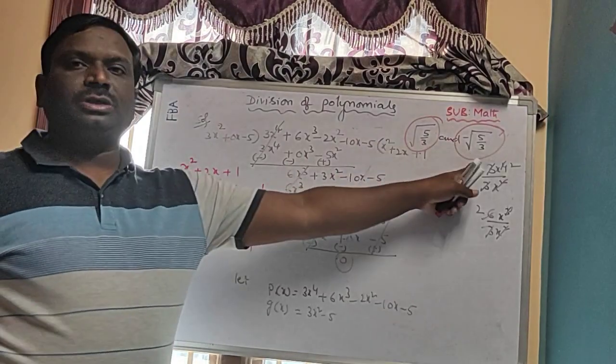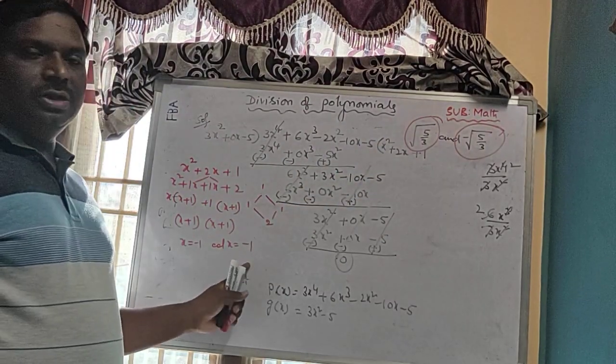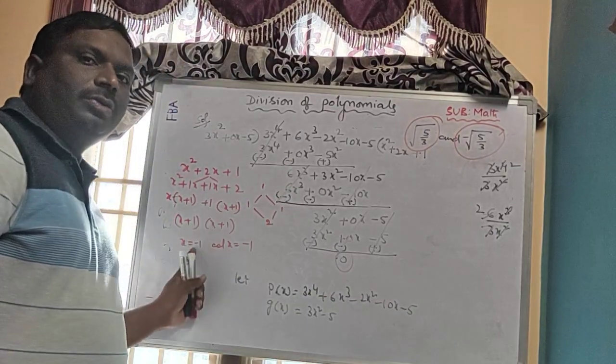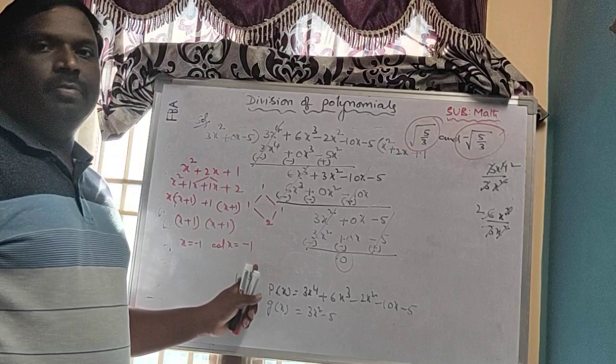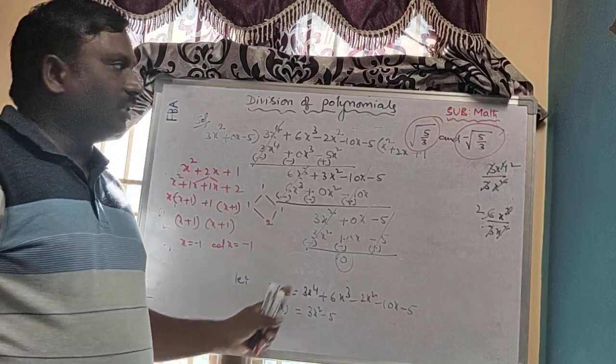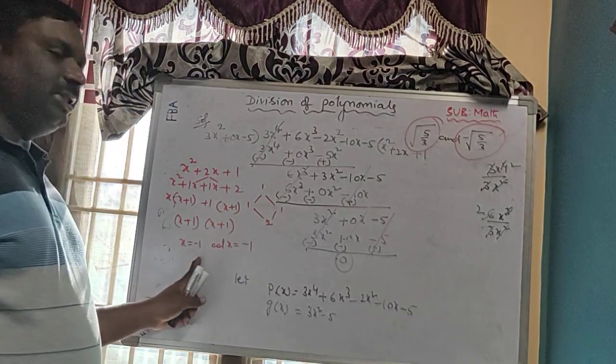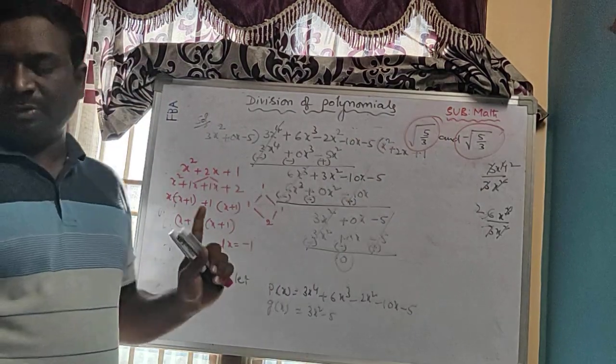Already they gave two zeros. These are the remaining two zeros. Finally, you can write the conclusion. The remaining two zeros are minus 1 and minus 1. Therefore, the total zeros are square root of 5 by 3, minus square root of 5 by 3, and minus 1, minus 1.